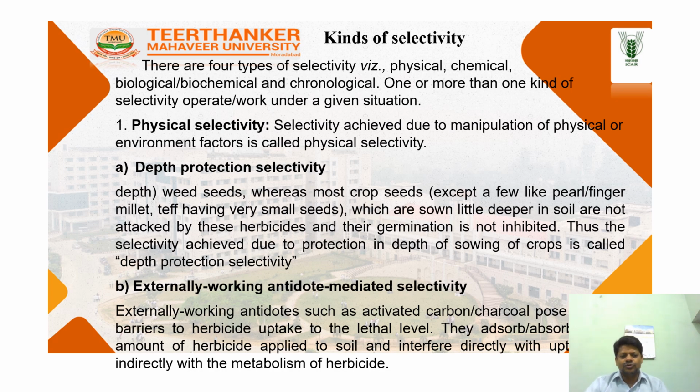An external working antidote such as activated carbon or charcoal poses a barrier to herbicide uptake to a lethal level. It absorbs the amount of herbicide applied to the soil and interferes, directly or indirectly, with the metabolism of the herbicide.